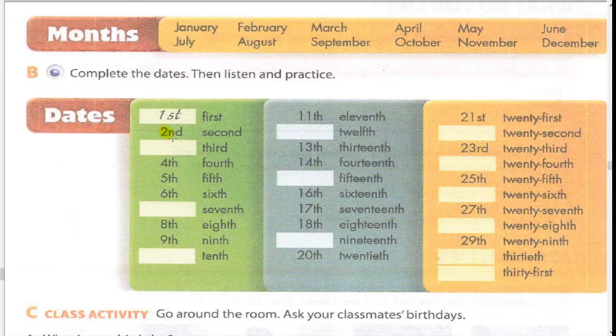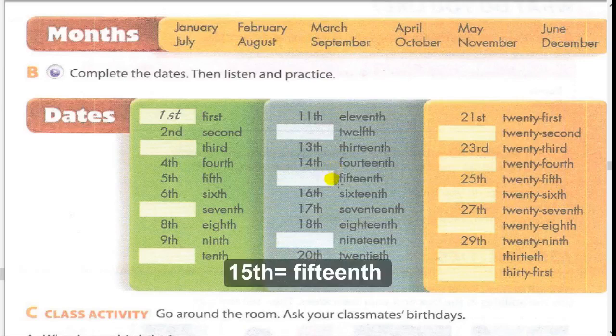First. Second. Third. Fourth, fifth, sixth, seventh, eighth, ninth, tenth, eleventh, 12th, 13th, 14th, 15th, 16th, 17th, 18th, 19th, 20th, 21st, 22nd, 23rd, 24th, 25th, 26th, 27th, 28th, 29th, 30th, 31st.